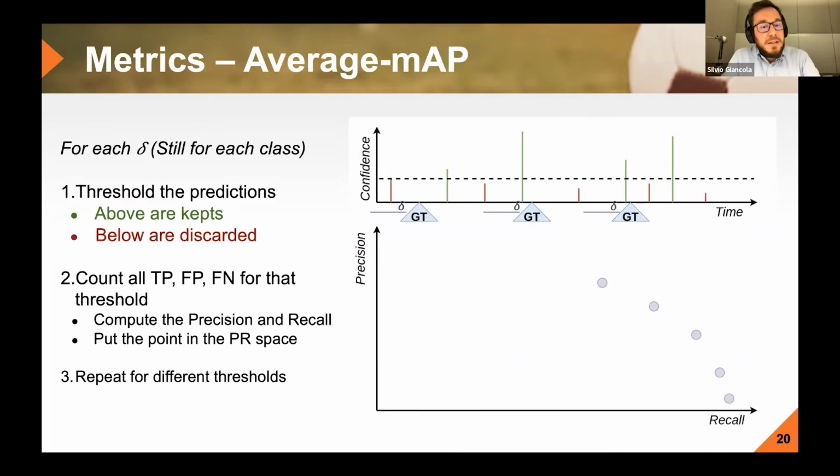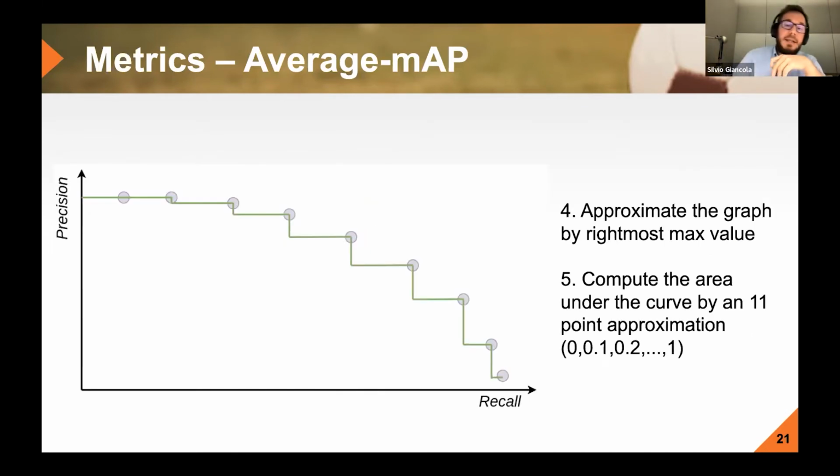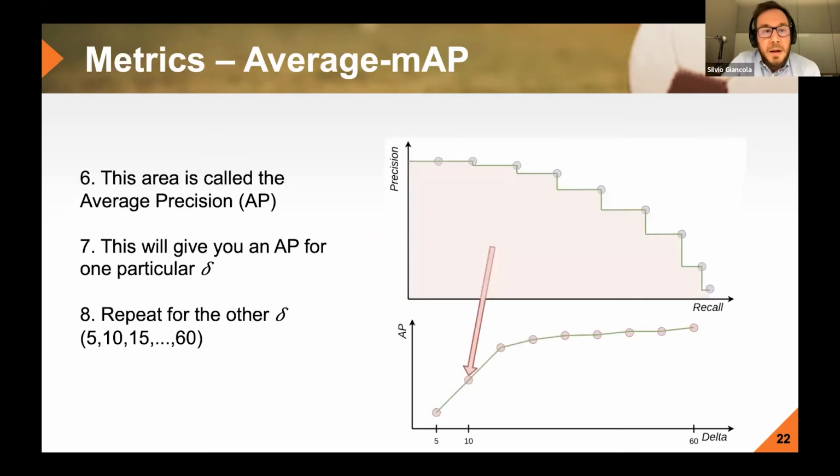Anyway, after we have defined the different recall and precision, we approximate that precision-recall curve with something called the rightmost max value. It's a standard procedure for average mean AP. And we're going to compute the area under the curve by an 11-point approximation from 0 to 1. Then we take the area under the curve, which gives us the average precision. And this will give you a specific average precision for one particular delta.